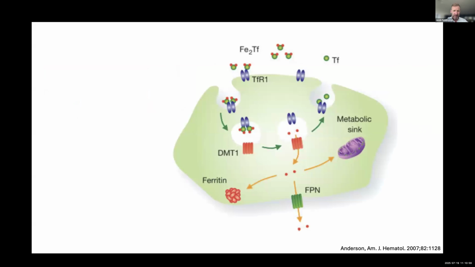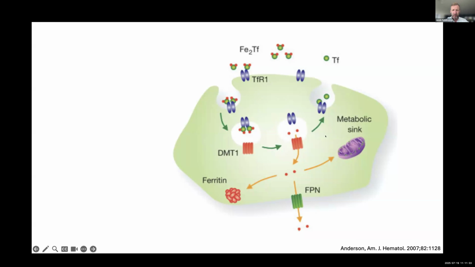So on a cellular level, this is how iron is cycled through. You have transferrin, which is a molecule that binds iron. Transferrin then binds to the transferrin receptor. The transferrin receptor is then internalized by the cell. The iron is liberated by the divalent metal transporter. And then it has a few different places it can go. It can be stored in ferritin, it can be used by the cell, or it can be excreted back out of the cell again through a molecule called ferroportin.